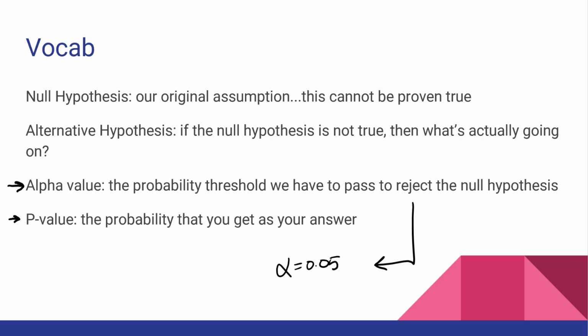So if we get from our hypothesis testing that there is a less than 5% chance that the observed data happened by chance, then we reject the null hypothesis. So if our p-value ends up being 0.02, we see that 0.02 is less than alpha, which is 0.05, so we decide to reject the null hypothesis in that case.